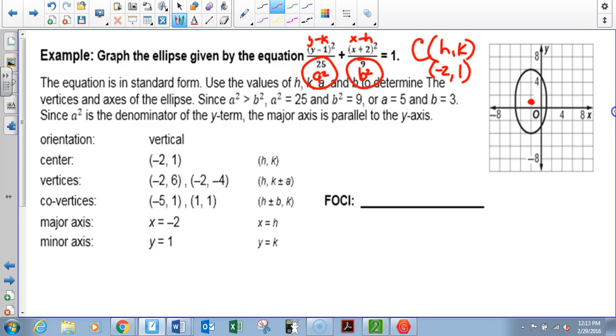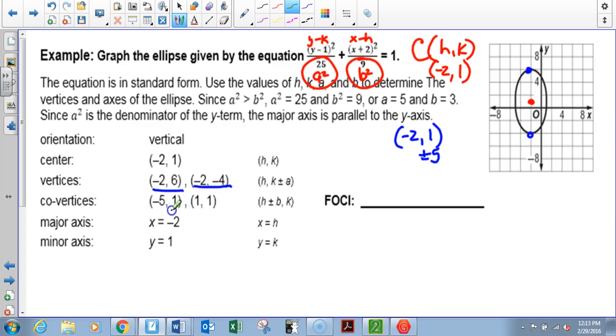So, let me go through how they got all these answers over here for us. To find the ends of the major axis, they took the vertex, and it went 5 units out in the y direction. Everybody get where I'm putting that under y? Because it's under y here. So I'm going to plus or minus 5 here. So they have -2, 6, and -2, -4 for the endpoints of the major axis. That make sense?